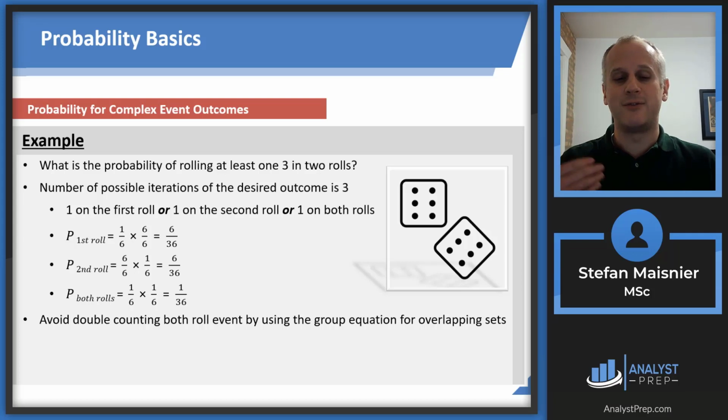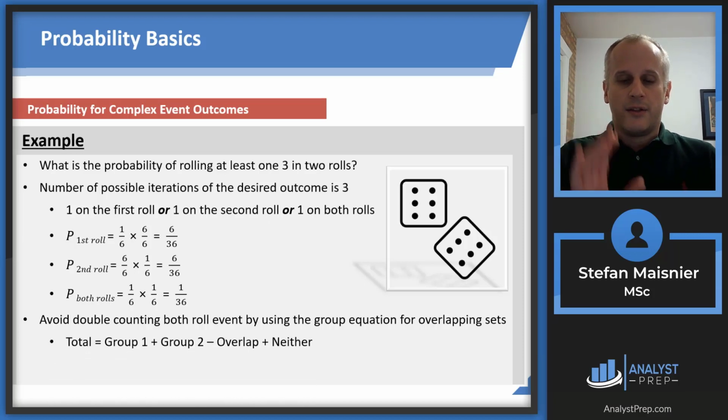Now, we have to avoid double counting the both-roll event by using the group equation for overlapping sets, because we don't want to count the both rolls, because it's already been allocated in both the first and second roll. So the group equation for overlapping sets dictates that your total amount is equal to group 1 plus group 2 minus the overlap plus neither.